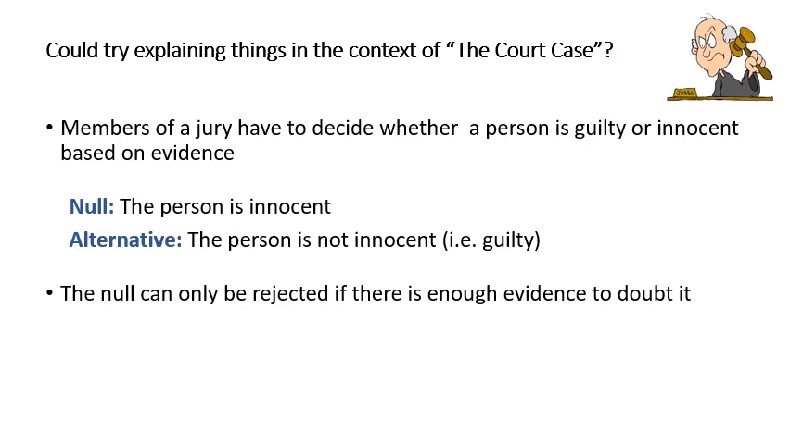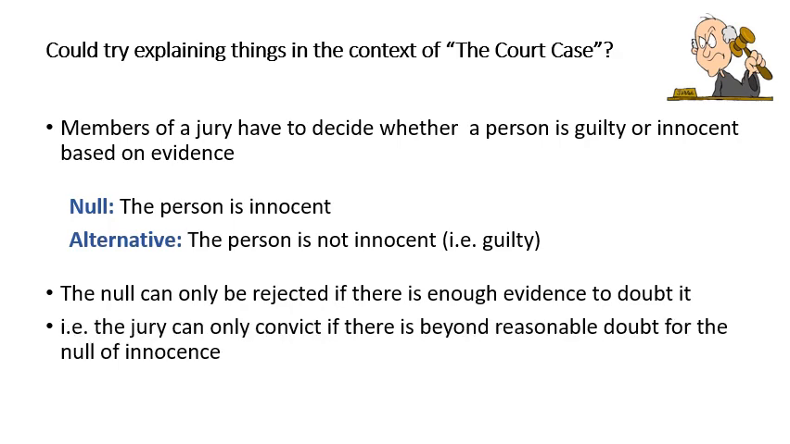So the null can be rejected if there is enough evidence to present a doubt. You have to present that there is doubt, so that the jury or the judge can only convict if there is proof beyond reasonable doubt against the null of innocence. That is why the judge would say the phrase beyond reasonable doubt. That is just the same as in the concept of hypothesis testing.